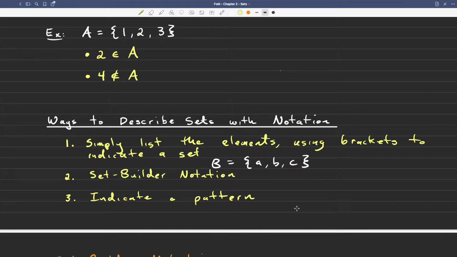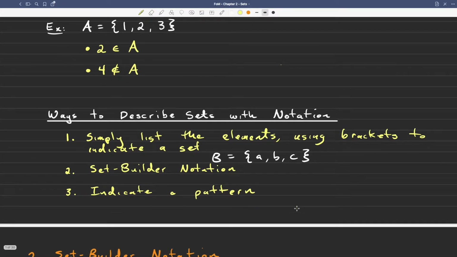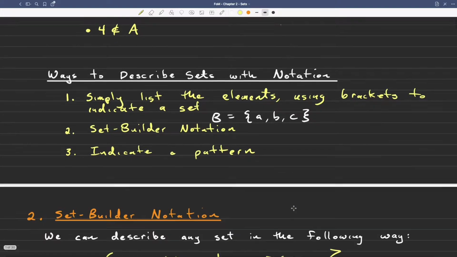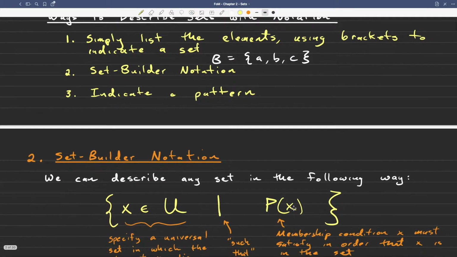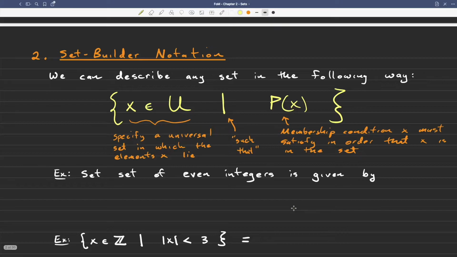There's not much to talk about with the first thing. You list the elements, right? You just write them down. Now, of course, it's clear that the disadvantage of listing the elements is if you have a very large set, it can be very difficult to list all the elements, right? So listing the elements is a very limited method. But set builder notation is very general. You can describe any set using set builder notation, and indicating a pattern has some area of applicability whenever there's a clear pattern. So let's talk about set builder notation briefly. So here's the scheme for set builder notation. I've got it indicated here.